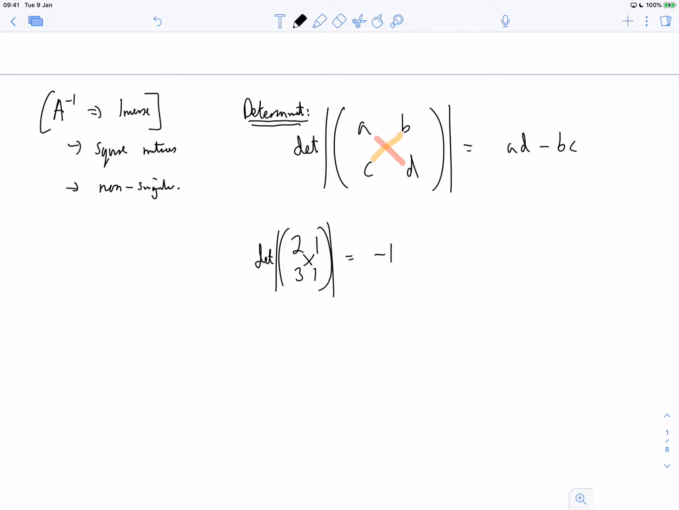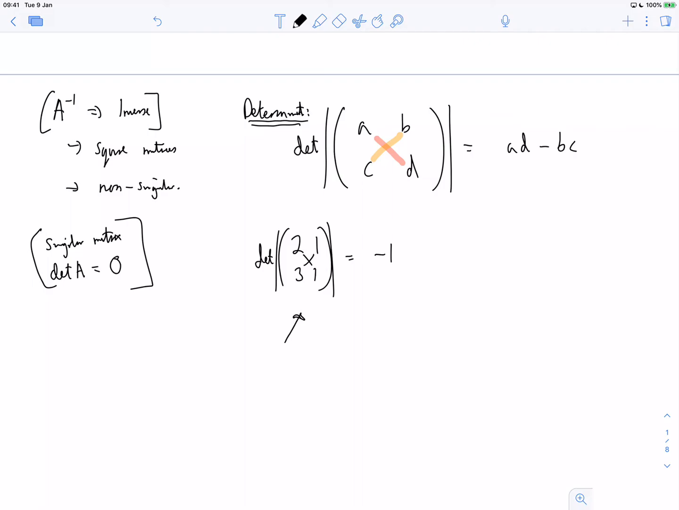Easy to compute. And essentially, a singular matrix has a determinant of 0. So because this matrix here has a determinant of negative 1, and this is a non-singular matrix, therefore it will have an inverse. And that's fine. That's totally fine.